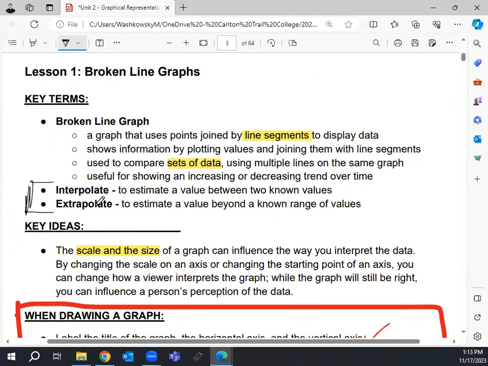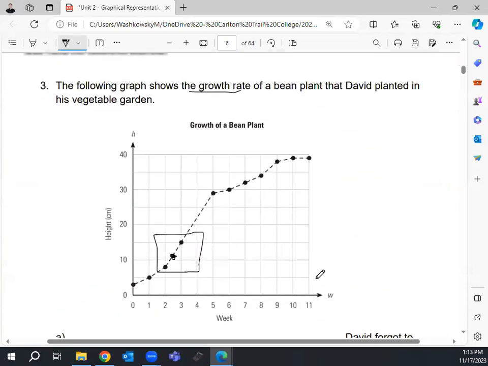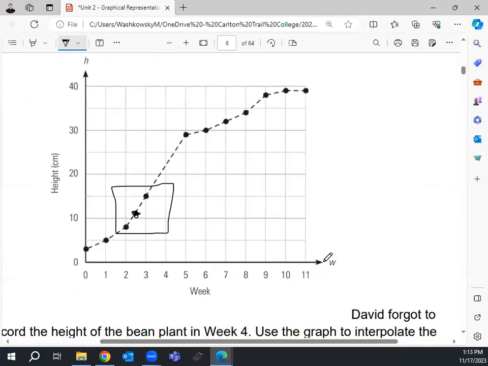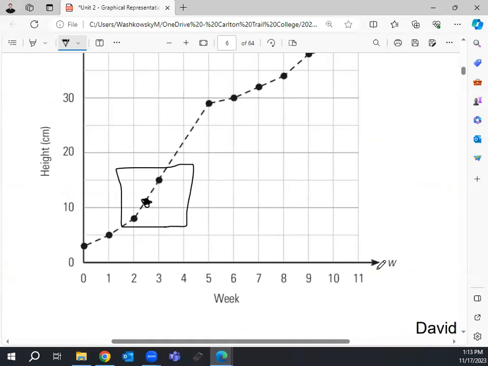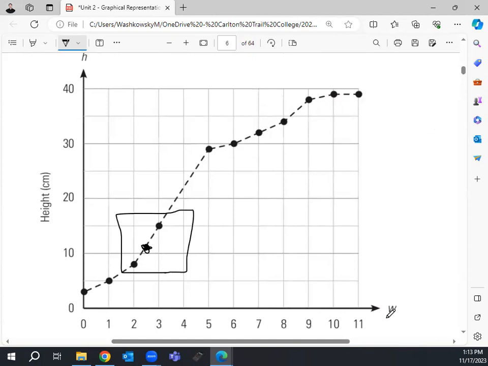Extrapolate, which is our final term here, is where we guess what that is beyond the range of values we have. And that's the fancy way of saying, I can see that this plant goes up until week 11, right? I can see that this bean plant went up until week 11. My question for you is, maybe I got sick, I didn't harvest it on week 11. How tall do you think it would be in week 12? Probably about the same, yeah. So we're just guessing after or before.